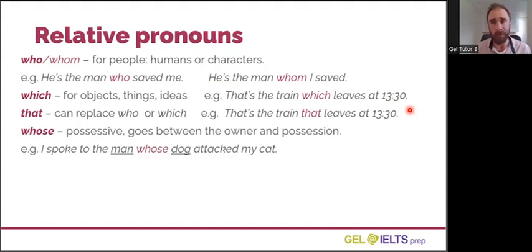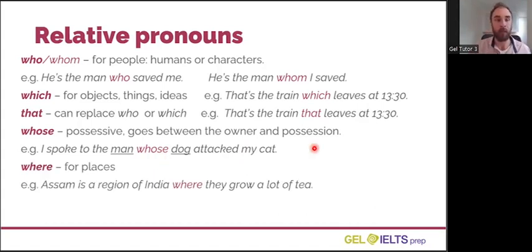Next, we have whose. Whose is a little bit more difficult. We use it for possessions. It goes between the owner and the possession. For example, I spoke to the man whose dog attacked my cat. So the noun in the first sentence is man, but the man didn't do anything in the second sentence. His dog did something. The dog is a possession of the man. So we use whose to mean like his or her or my or your or its.